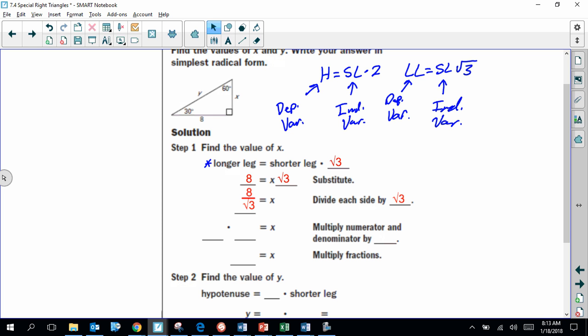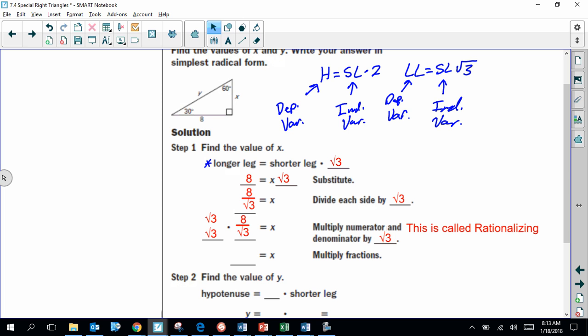Now, just like what we saw in the last example that I gave you, where the hypotenuse was the length of 10, and we had a square root of 2 in the bottom, we can't have the square root of 3 in the bottom of a fraction because it is an irrational number. So we rationalize it again.